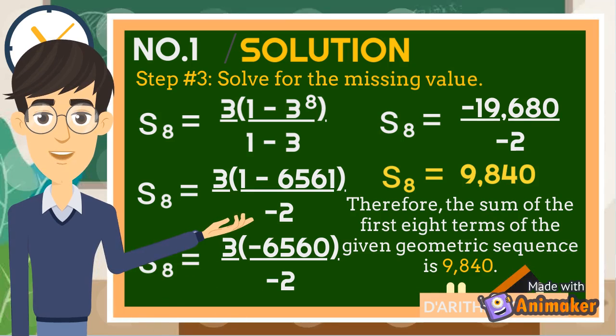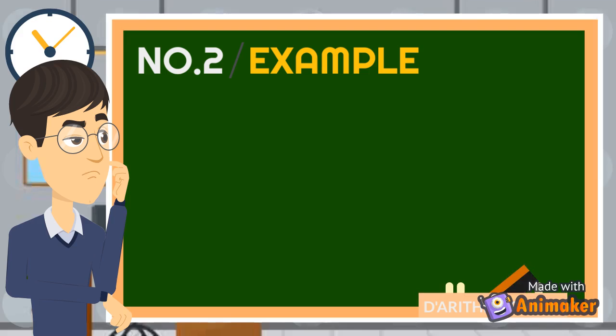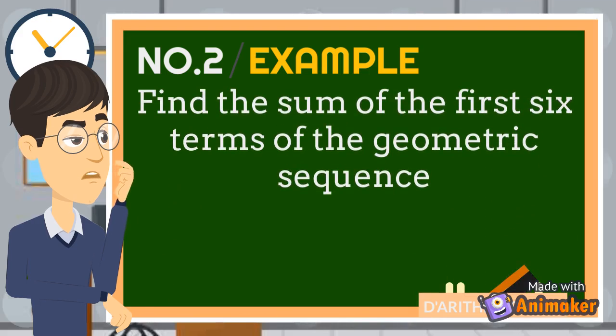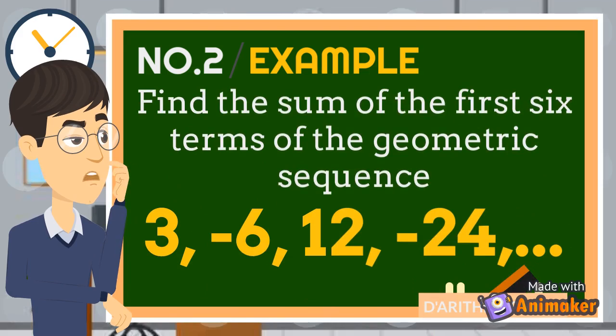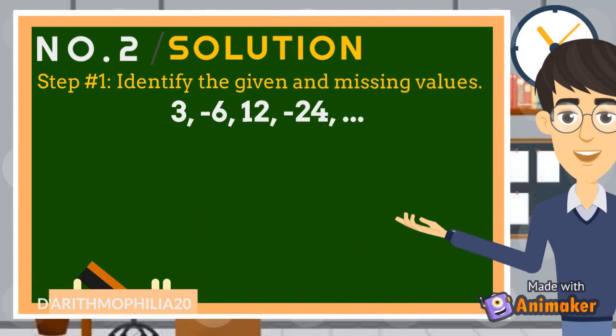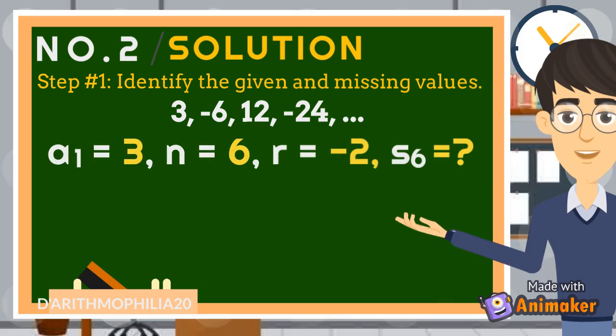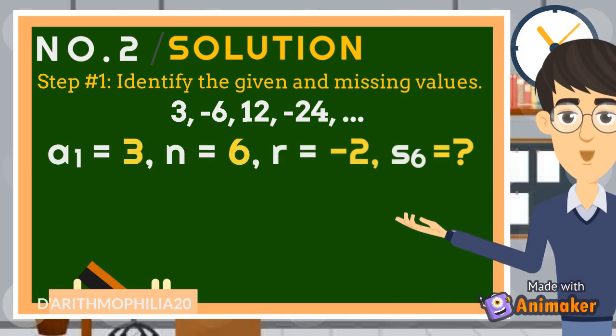Are all these clear, brainiacs? Let's now proceed to our second example. Find the sum of the first 6 terms of the geometric sequence 3, negative 6, 12, negative 24, and so on. In solving this problem, we will first identify all the given and missing values. We have a sub 1 equals 3, n equals 6, the common ratio is negative 2, if we divide negative 6 by 3. And we are looking for the value of S sub 6.